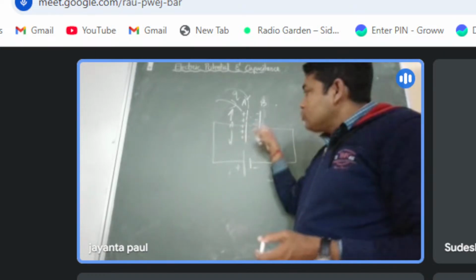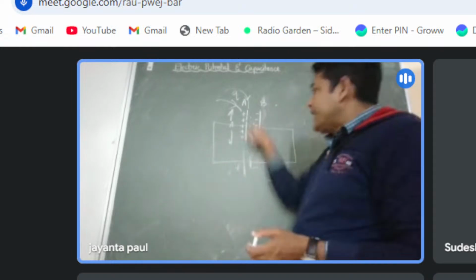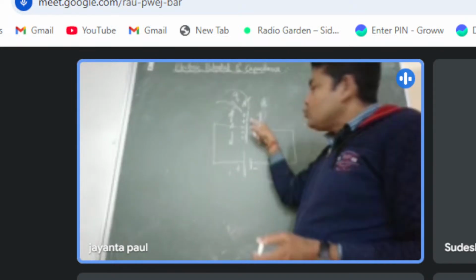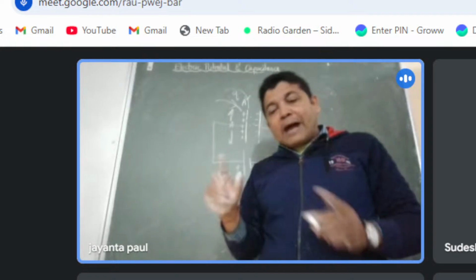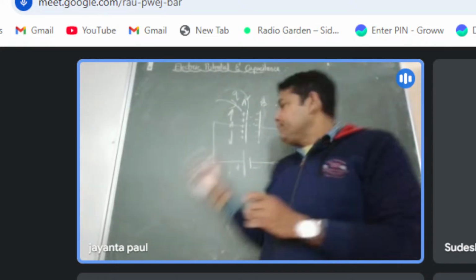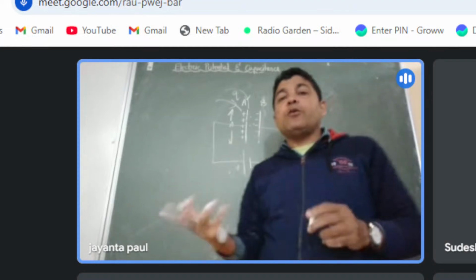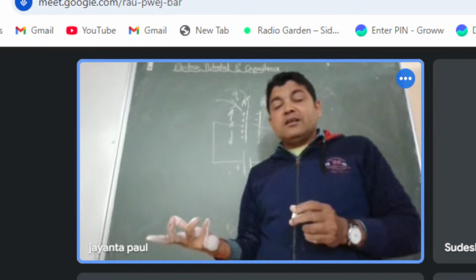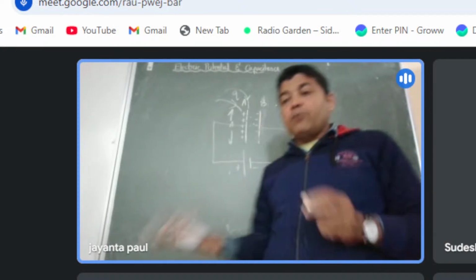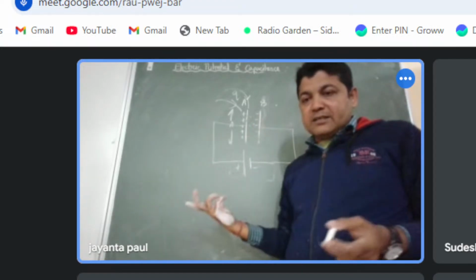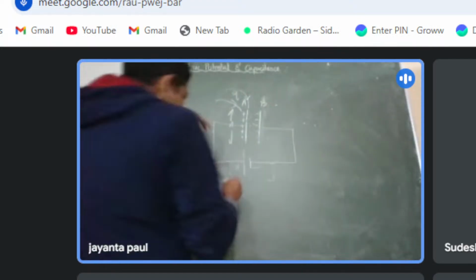So the amount of work done in storing the charges on the two plates of a capacitor by, bracket में लिख सकते हो, by the outside source, is stored in the form of potential energy. It is stored in the form of potential energy of the parallel plate capacitor. So this formula I can find it out.